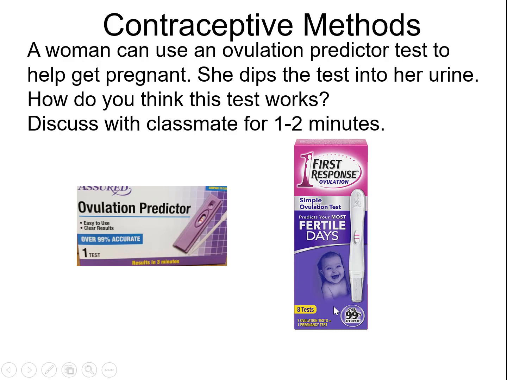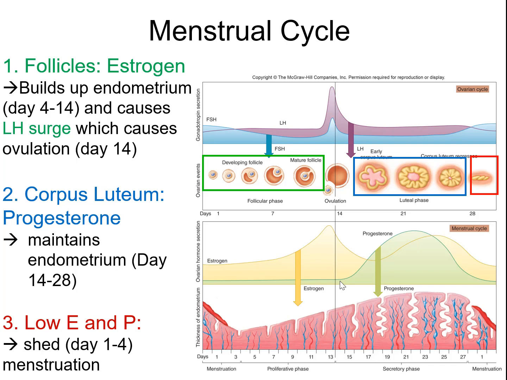All right, basically what this test is looking for is the LH surge. Now let's review. Why the LH surge? If you go back, recall right here, ovulation, day 14. Remember, right before that is the LH surge. So if you can detect this LH surge, you know that ovulation is coming, usually within 24 hours. So that's what the ovulation predictor test is looking for.